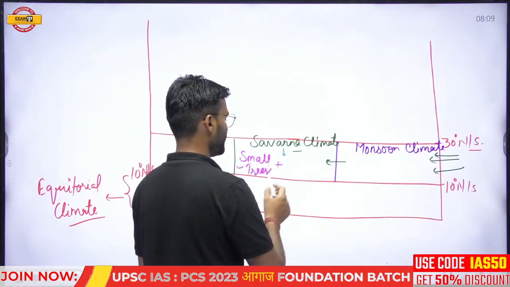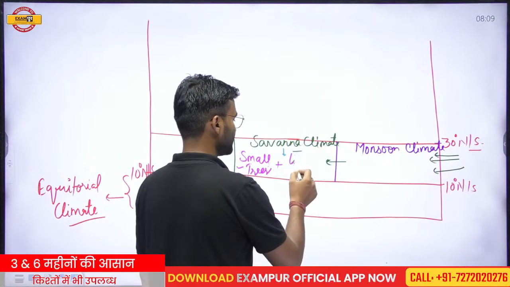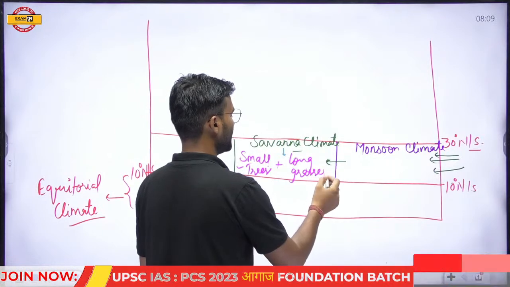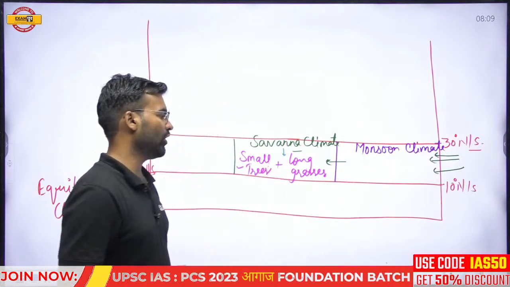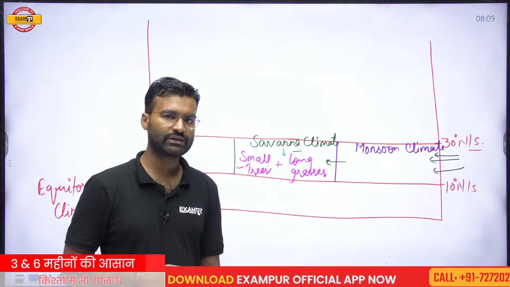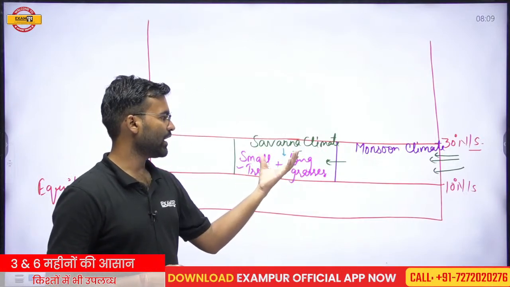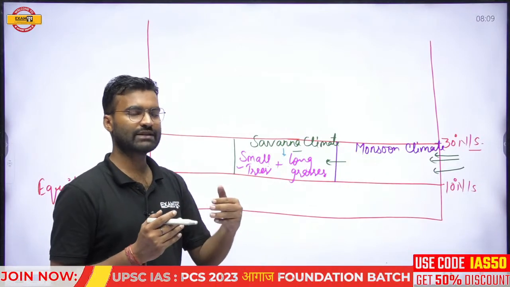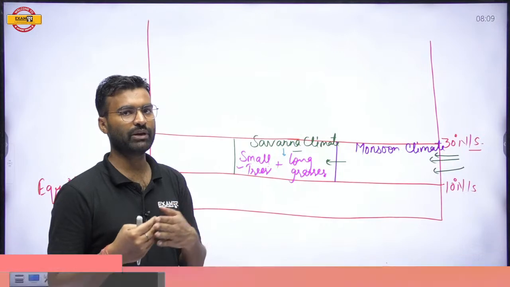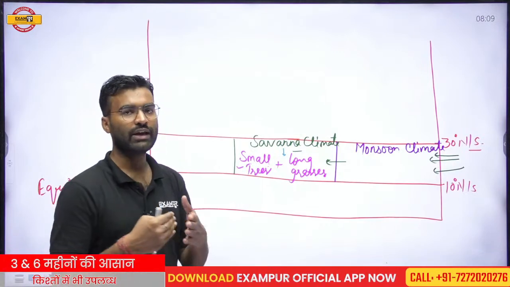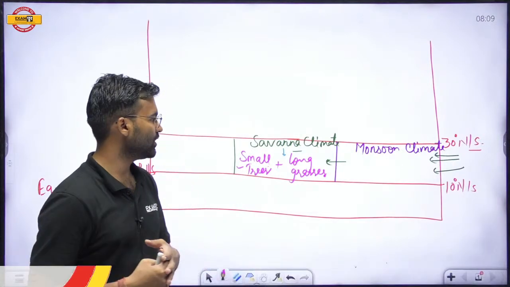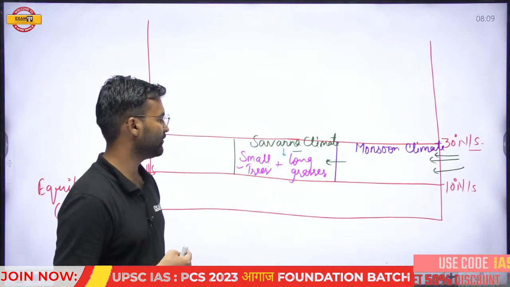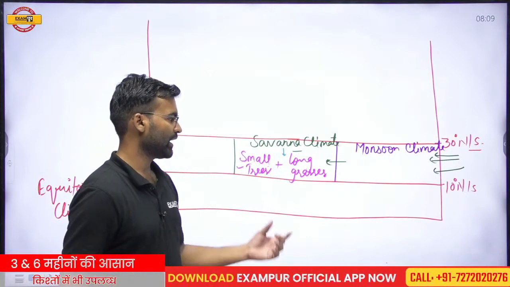So small trees are found in this region, and the long grasses' requirement for water is relatively less than the trees'. That is why long grasses plus small trees are found in the vegetation of this region. This region also gains precipitation for a fixed period of time, and this climatic zone also experiences a dry season. These are some features of the savanna climatic zone we mentioned in the last session.